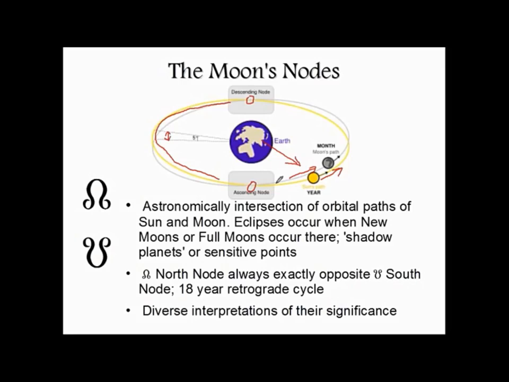So the nodes are not actual physical things. They're not actual planets. They're abstract points, in a sense, these intersection points of the orbital paths of the sun and moon. But because of this intersecting of the orbital paths, when you have a new moon or full moon, in other words, a sun-moon conjunction or sun-moon opposition occurring on that axis, you have an eclipse, because that is when either the moon will be in front of the sun, or the Earth's shadow covers the moon. Or, sorry, I think that's the Earth's shadow covering the sun.